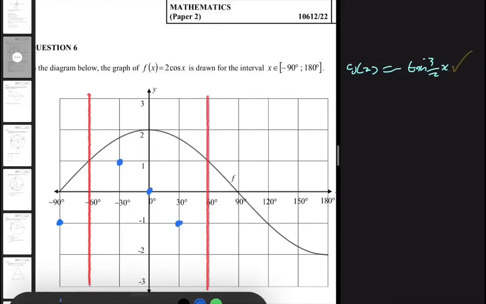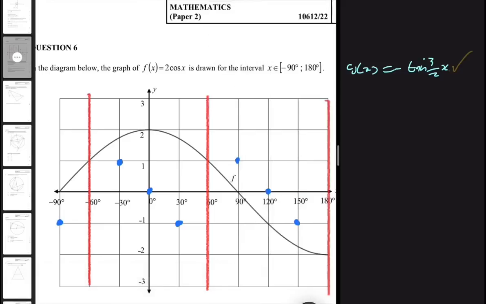When we substitute 90, we get y equals 1. When you substitute 120, we get y equals 0. When you substitute 150, we get minus 1. And then when you substitute 180, you get undefined. So we have another asymptote at that point, which we need to indicate.